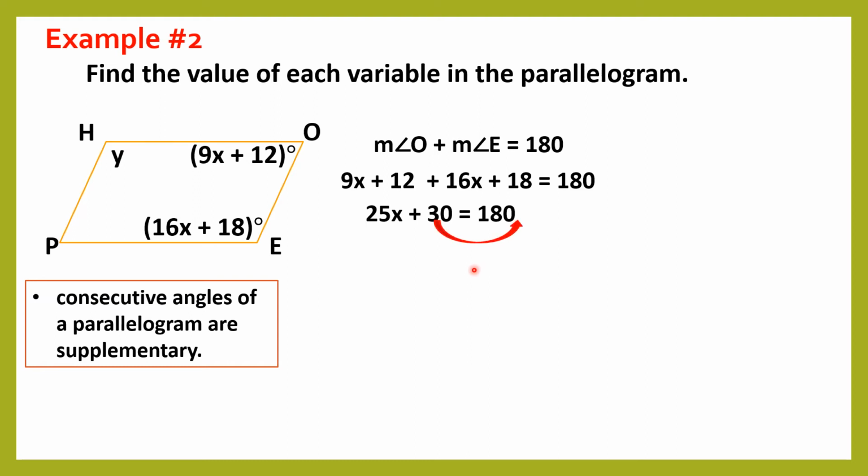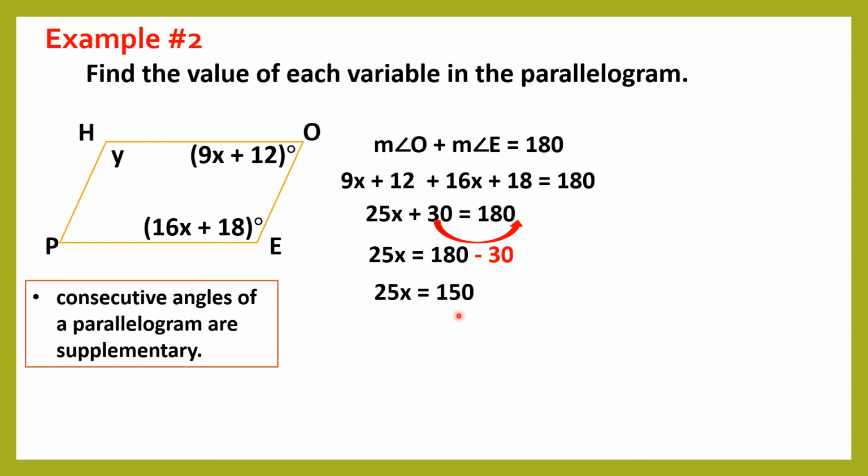Then we're going to transpose 30 to the right side. So, it will become negative. Palaging tatandaan, mag-change ng sign once na nag-transpose ka. So, we will have now 25x is equal to 180 minus 30. Subtract natin dalawa. So that is 25x is equal to 150.